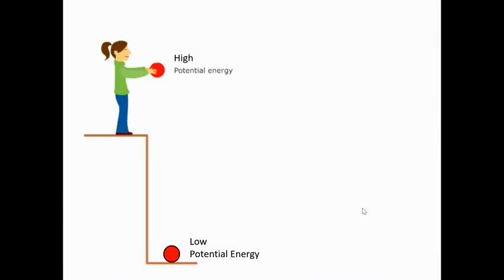So again, with gravity, if something has some height above the earth, we say it has high potential energy. If we allow that object to fall down or decrease its height at least until the height is minimal or zero, we say that it has low potential energy.